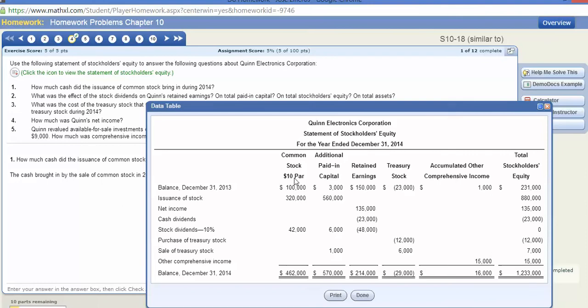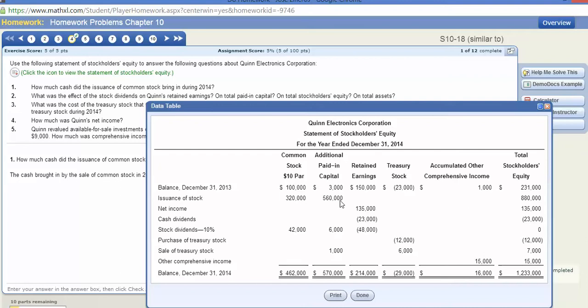By the way, when you're looking at a problem like this, this is par, and this is the entry that was made. If you divide the dollars by 10, which is par, you get the number of shares that were issued. We're not being asked that here, but if you're ever asked that, the par tells you how many shares were issued because this number is always par times the number of shares that were issued. In this case, it's 32,000 times 10 is 320,000. But I digress. Just showing you in case you ever have to use that. You issued 320,000. You have additional paid-in capital of 560.